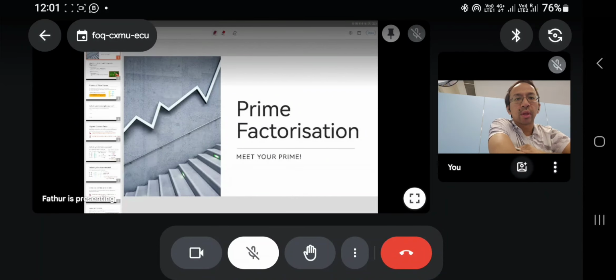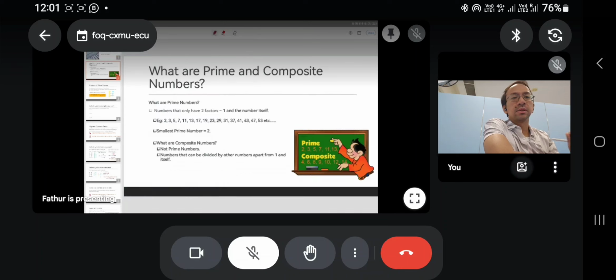For this video, we are going to talk about prime factorization. Okay, first of all, you have to understand the concept, the meaning of prime factorization. What are basically prime numbers? Okay, prime numbers are basically numbers that only have two factors, one and the number itself. In short, prime numbers are numbers that cannot be divided by any number except for one and itself lah.